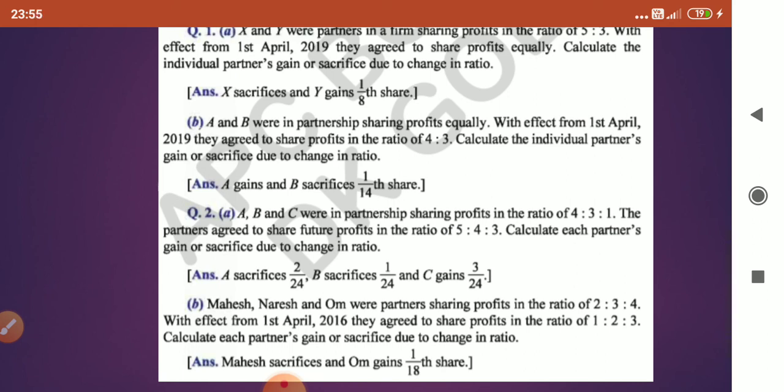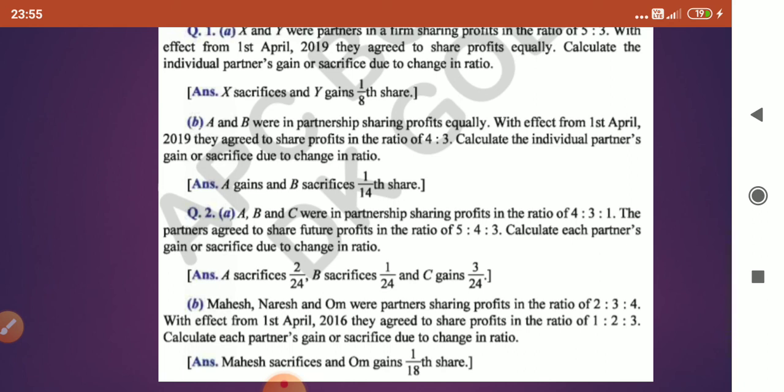So 4 by 8 minus 5 by 12. That is for A. For B, 3 by 8 minus 4 by 12. And for C, 1 by 8 minus 3 by 12. Find out. Your total gain must be equal to total sacrifice. If the answer is positive, that partner is sacrificing. If the answer is negative, that partner is gaining.